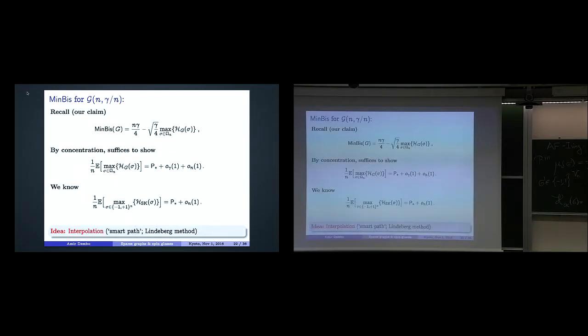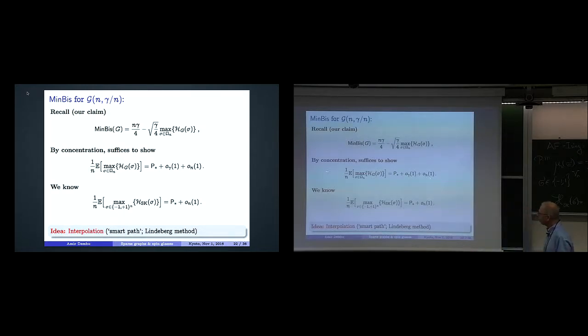Okay, so recall what we want to prove. Here is the min bisection problem, rewritten in terms of the Ising ground state. We want to get this number here in front, so we need to take this quantity, divide by n, and take the expected value. Now, here is concentration. The concentration statement says the variable is very close to its expected value when you divide by n. And we already know that from classical concentration inequalities. So we want to prove that this quantity is P star plus things which are small in gamma and small in n. That's our goal.